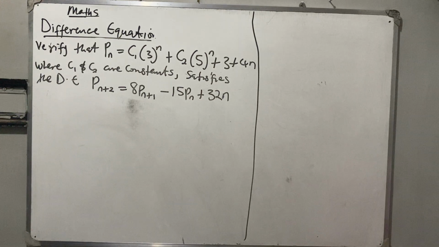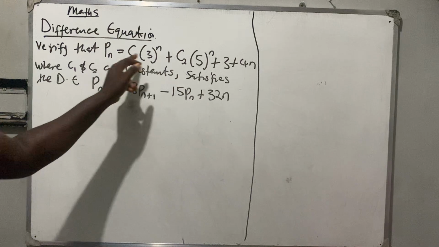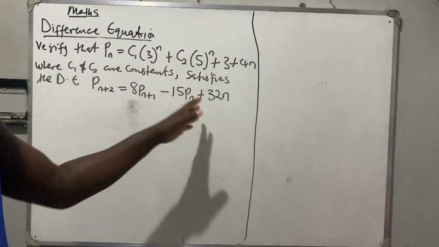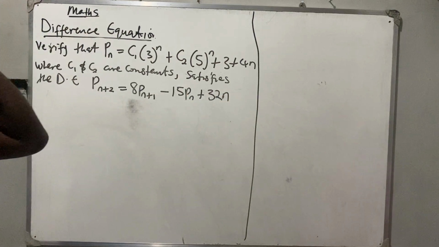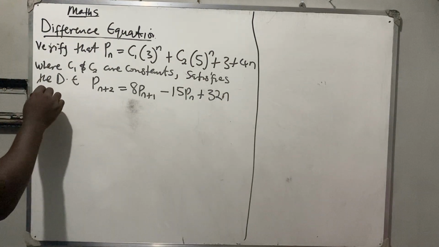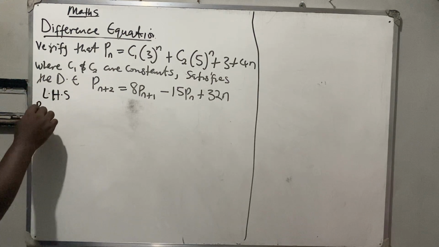So now, it's very easy. The same method. It does not change. So the first thing we do is what? We find what will be our P_(n+2), and then find what will be our P_(n+1), substitute all of them and see if the left-hand side will give us exactly what is in the right-hand side. So for the left-hand side, we need our P_(n+2).